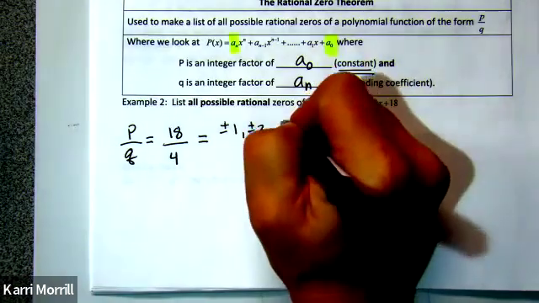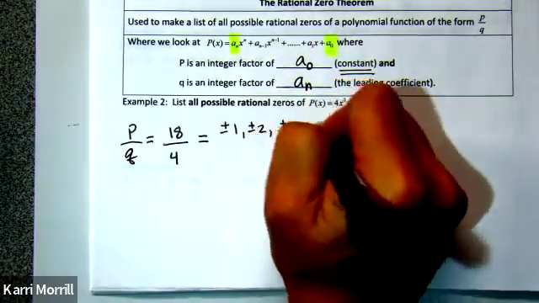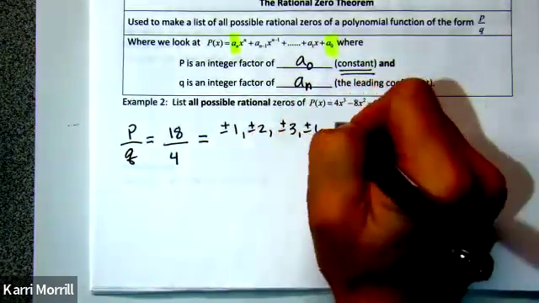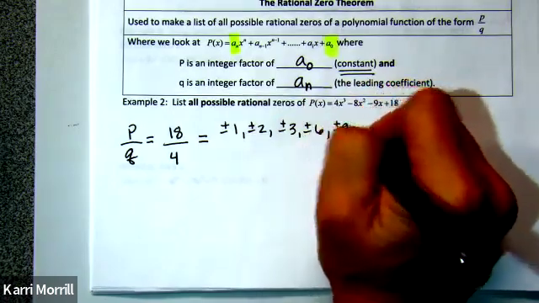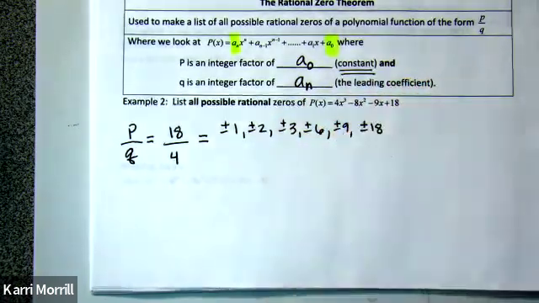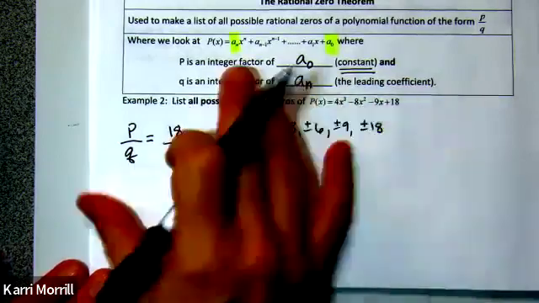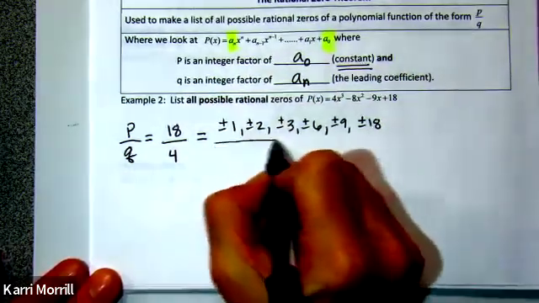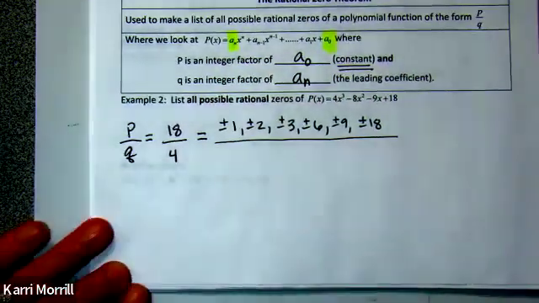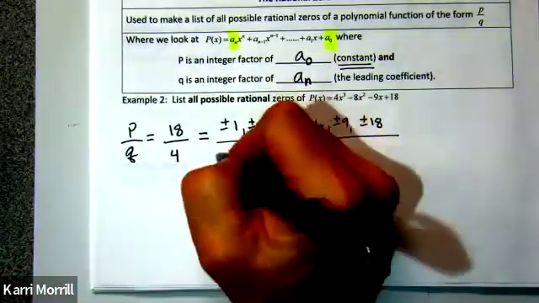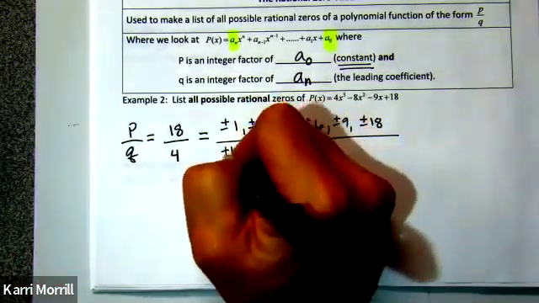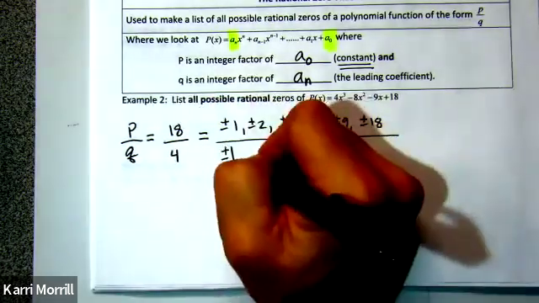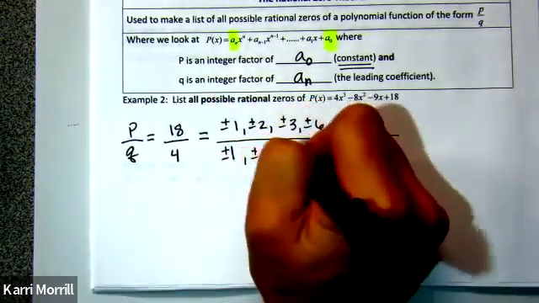We could divide by 3, 6, not 7, not 8, but 9, and then nothing until 18. And some people will just put plus or minus over here and just know that all the positive and negative forms apply to those numbers. And then for 4, we're going to list what would go into 4: plus or minus 1, plus or minus 2, and plus or minus 4.